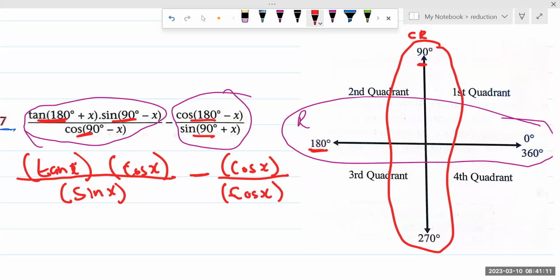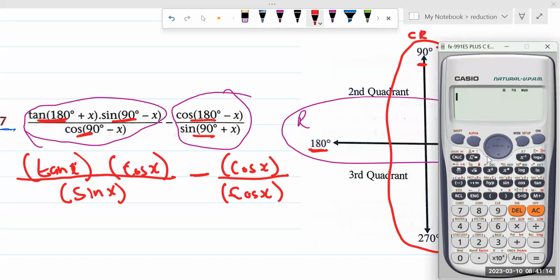The next thing is to check whether we are going to have a positive answer or a negative answer. So if we say the tan of 180 degrees, and then instead of x, we just put 1, it gives us a positive answer. So this is supposed to be positive. We leave it like that. And then we go to the next one. It says sine of 90 degrees minus 1. It gives us a positive also. So we leave it like this. And then we go to the denominator. It says we have cos of 90 degrees minus 1. Gives us a positive again.